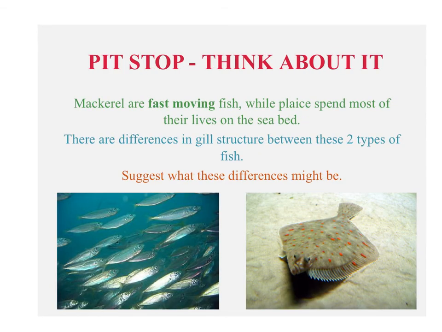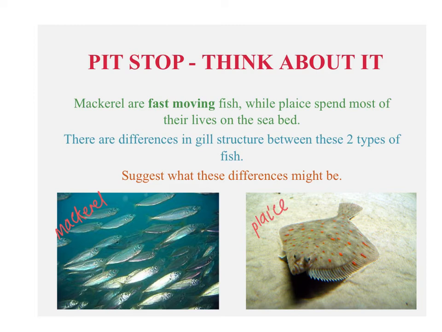Now let's take a look at some examples that they might use in an exam if they're feeling particularly nasty. This is a sort of random pick-a-fish-and-give-me-some-differences kind of question. So mackerel are fast moving, while plaice spend most of their lives on the seabed. This is mackerel on the left, and plaice on the right.